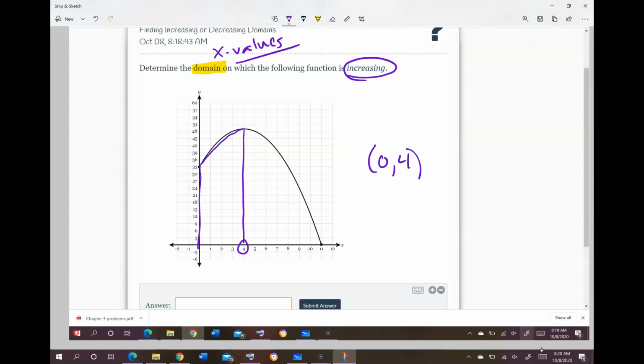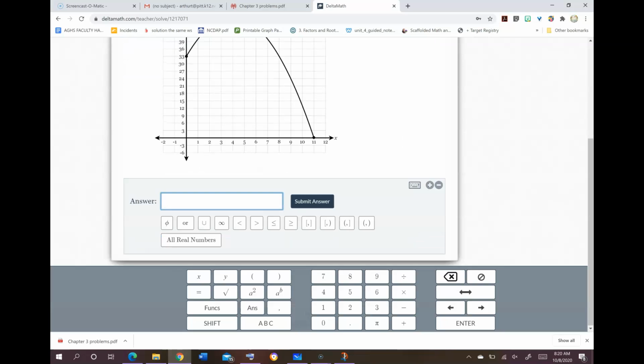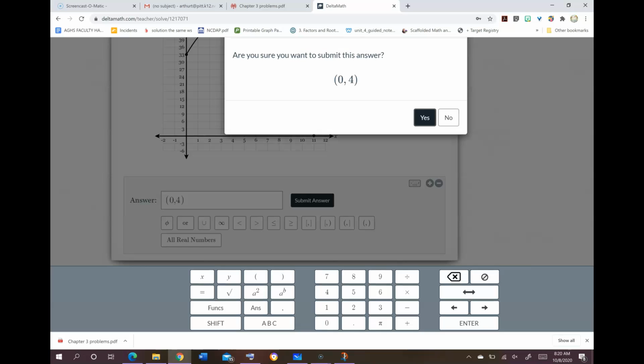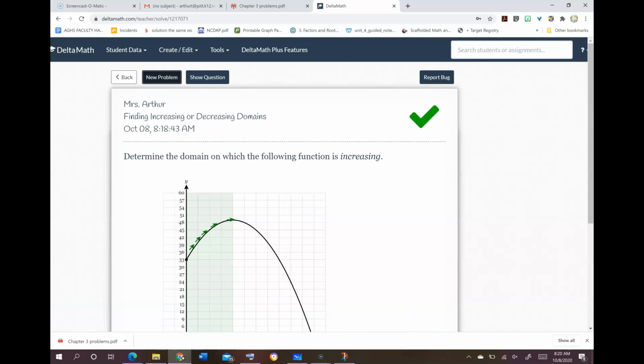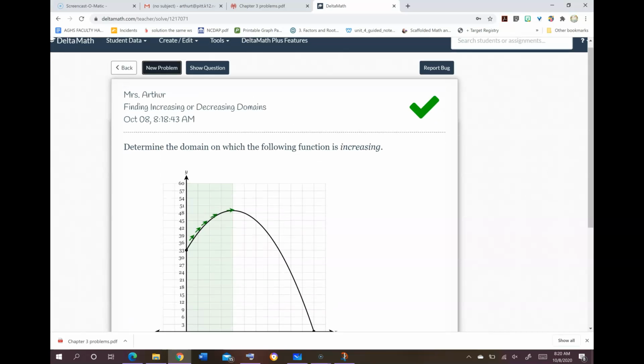So we go back to Delta Math, and we're increasing from, so use your parentheses button right here. You're going to put a 0, and it's already got the comma, to 4. Submit your answer. Okay, so if it doesn't have an arrow, it's not positive infinity. That's why I wanted to do some Delta Math with you. If it's got a dot, it's a number. Arrows mean positive and negative infinity.